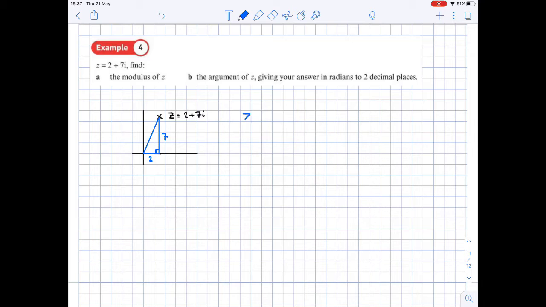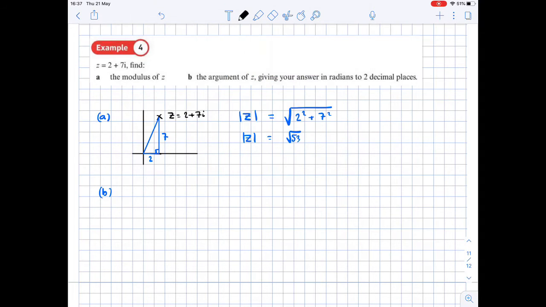So therefore, the modulus, written as such, is equal to the square root of 2 squared plus 7 squared. So the modulus is equal to the square root of 53. And it is possible you may be asked to write that in decimal form. Next, so that was part A. In part B, we want to find the argument.